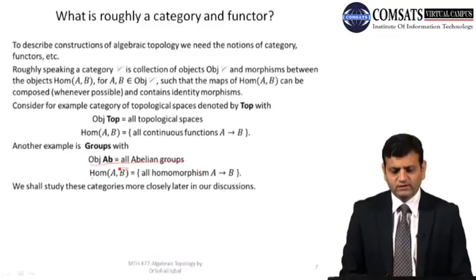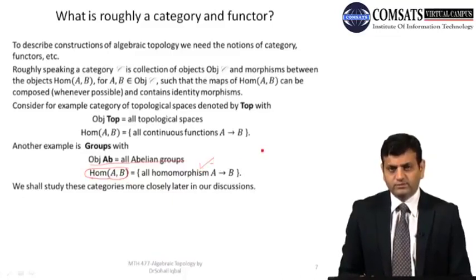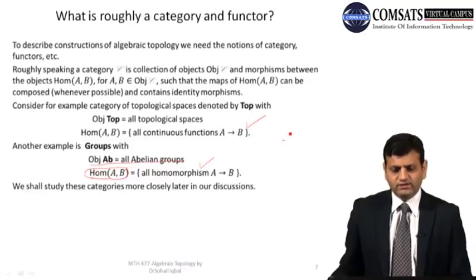Okay, so in this case Hom(A, B), which is the set of all morphisms from A to B, is the collection of all homomorphisms, because in the case of groups a morphism is in fact a homomorphism. In the case of topological spaces, morphisms are in fact continuous functions. So as we change the objects, the morphisms change. We shall study these categories more closely later in our discussion.